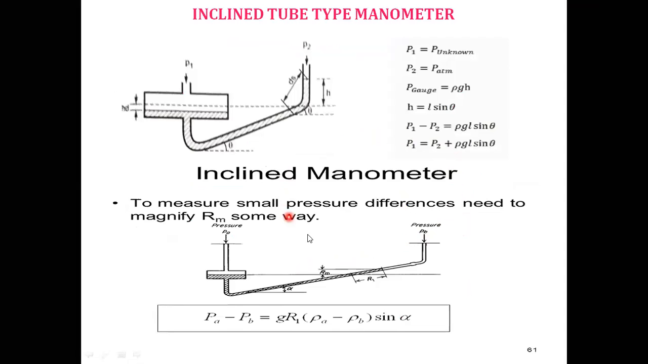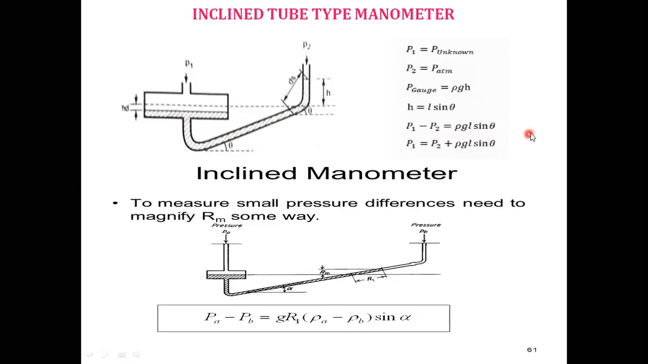In this inclined type of manometer, we have not seen this equation yesterday. P1 is the unknown pressure, P2 is atmospheric pressure. We know this basic equation: gauge pressure is equal to rho g h, and I am going to take this height h equal to L sine theta, where L is the length and theta is the angle. P1 minus P2 is equal to rho g L sine theta. So P1 is equal to P2 plus rho g L sine theta.